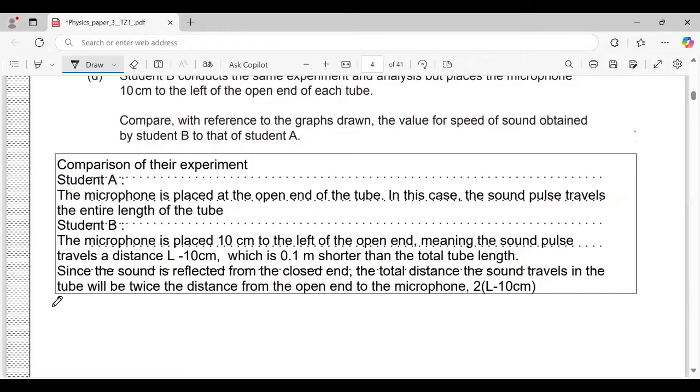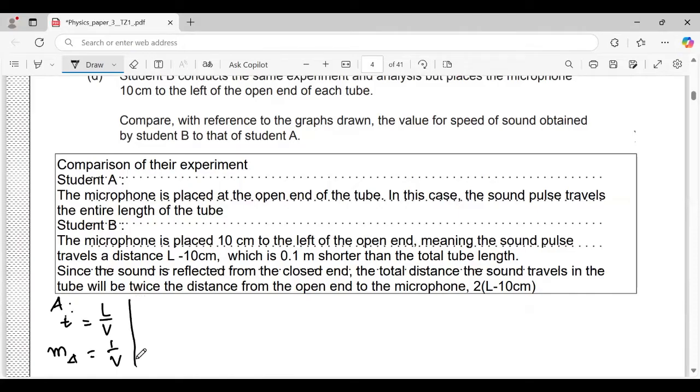Student A experiment has a velocity, or rather a time equation. The time equation is L over V. Based on this equation, we can determine the gradient of experiment A is 1 over V.